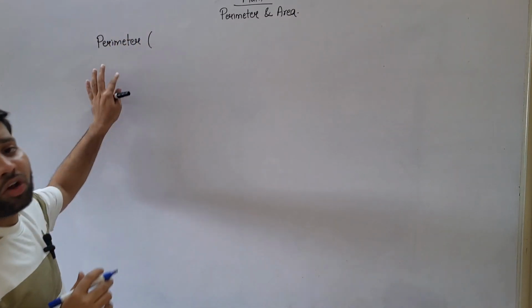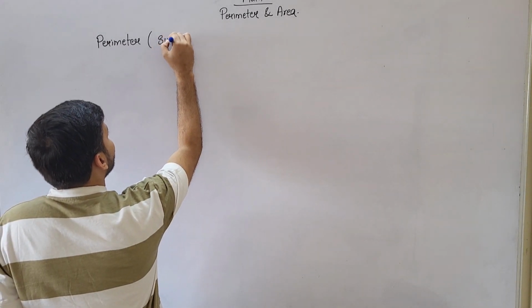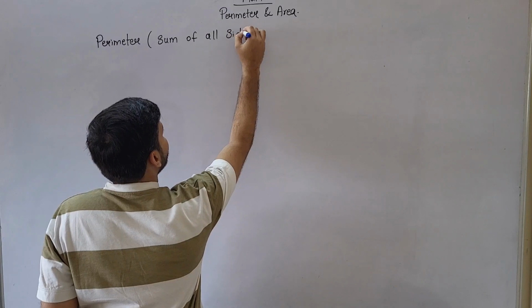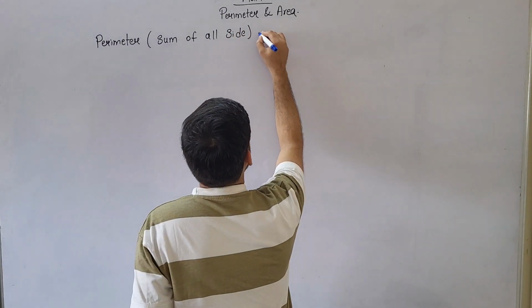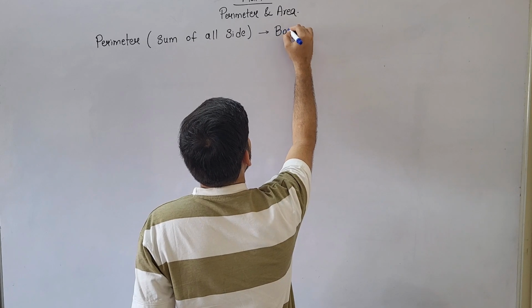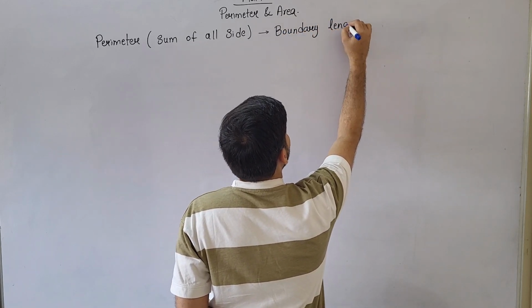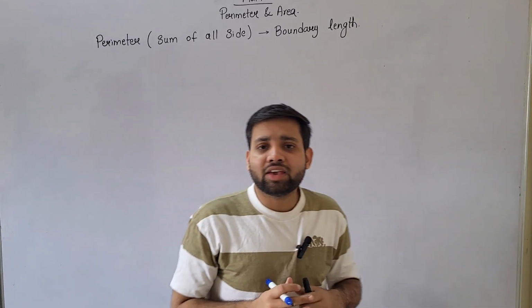First, what we call the perimeter. Perimeter is the sum of all sides. But why do we take the sum of all sides? Because we want to calculate the boundary length of a figure. Why do we need to calculate the boundary length? See the type of question they give.